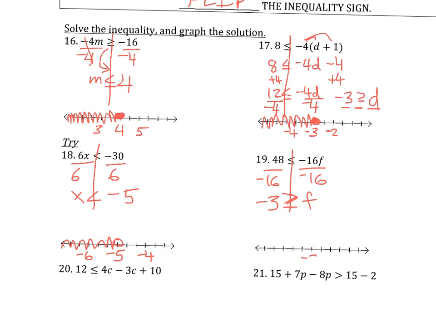So indicator number is negative 3, one bigger, one smaller. I'm going to have a closed dot because it is equal to. And then read from the variable, f is smaller because it's not getting eaten than negative 3. f is smaller than negative 3, so I'm shading smaller. All right, those are your inequality notes.